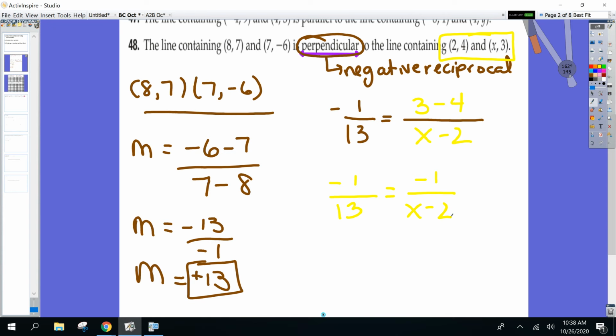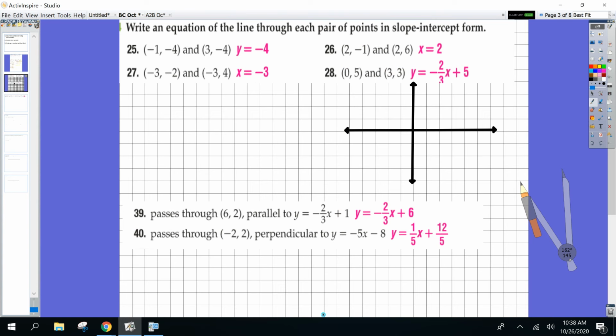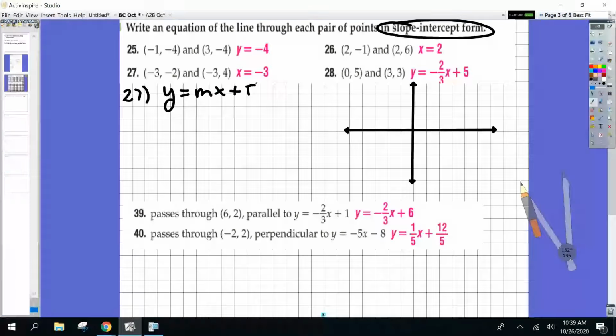More questions here. What else we got, guys? Let's keep going here because we got to get to that compass and straight edge. 27, everybody. 27. Yep, this is always a popular one every year. All right, write the equation of a line. Hey, got to be in slope-intercept form. Remember slope-intercept form: y equals mx plus b.